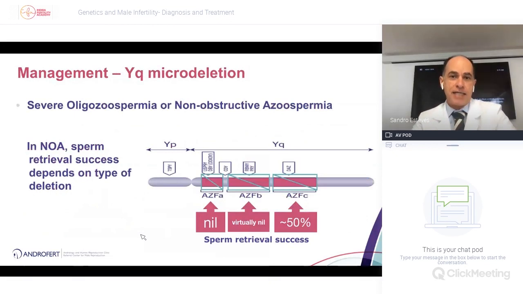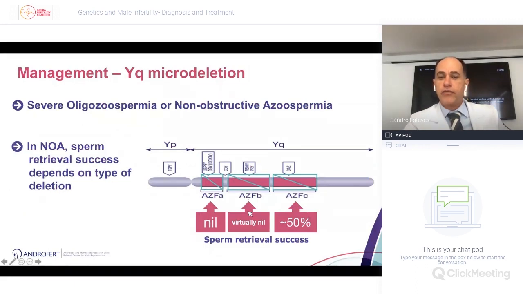Let's now move to the next condition, which is Y chromosome microdeletion. As I explained to you, these patients will most likely have non-obstructive azoospermia, and in some cases, severe oligozoospermia. Why is it important to test? Well, because the chance of finding sperm on sperm retrieval will depend on the type of deletion. So you do the PCR for the AZF region of the Y chromosome.